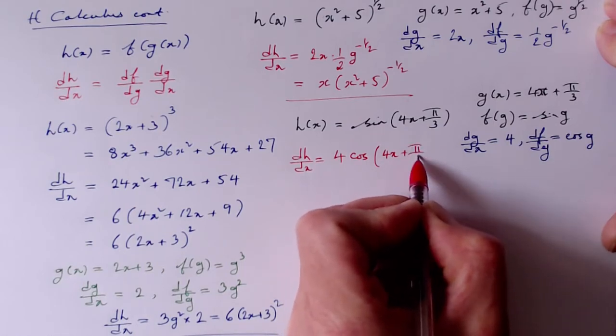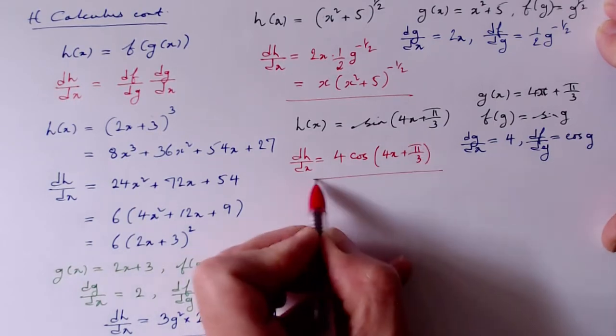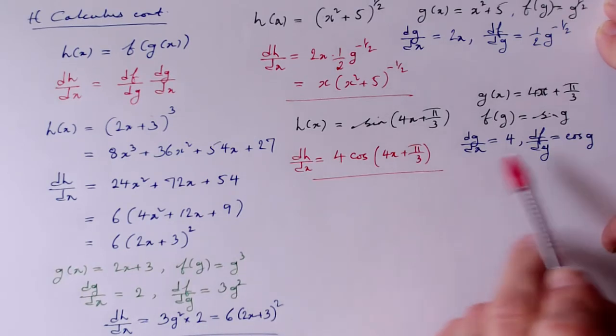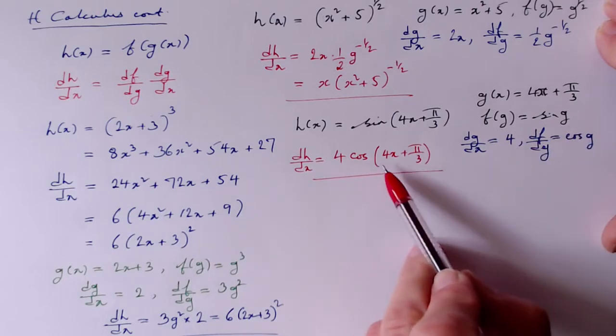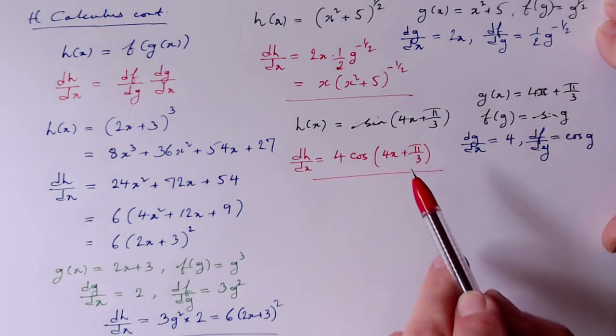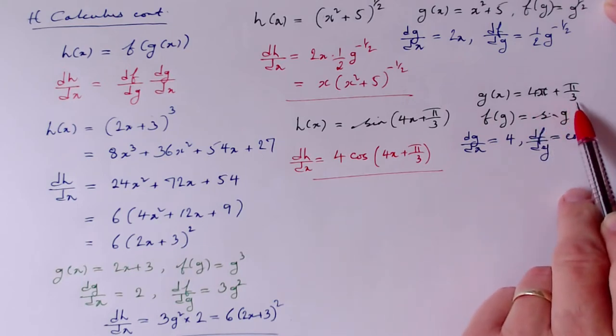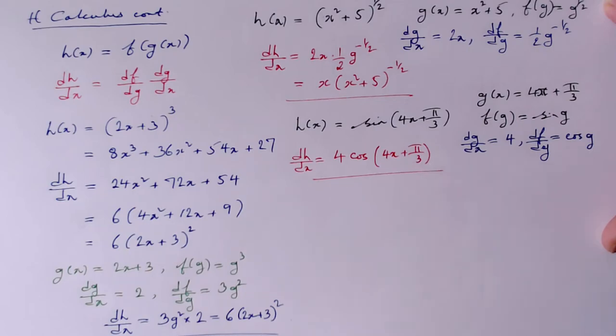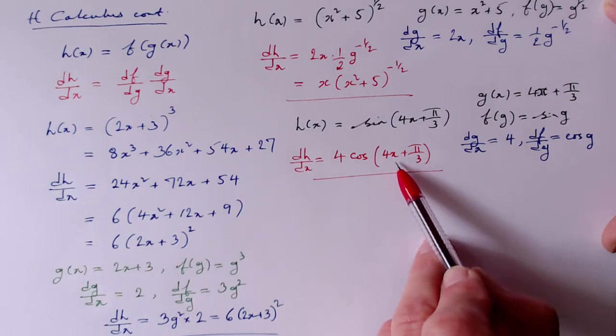Notice in the final step I switch from the symbol g, writing its explicit form in terms of x just in the last step. So 4 cosine g is sort of the answer, and then we recall that g of x is 4x plus pi over 3, and we write that explicitly, and that gives us then the derivative explicitly in terms of x.